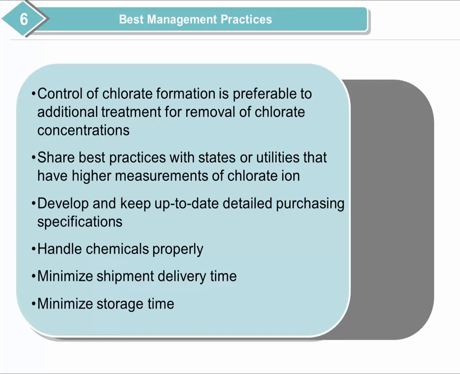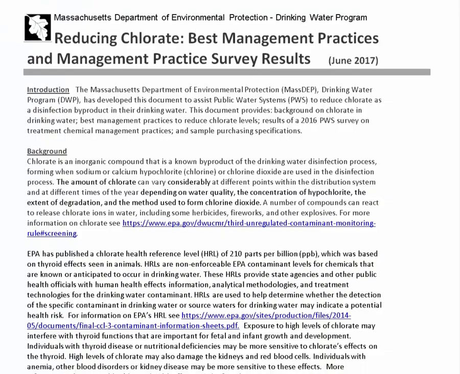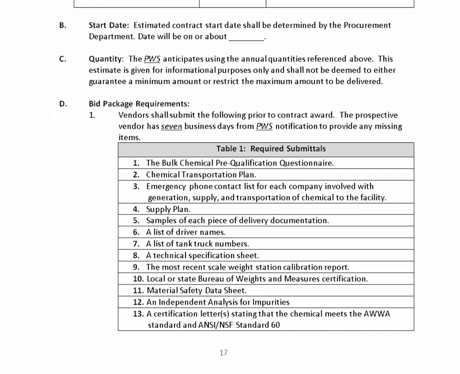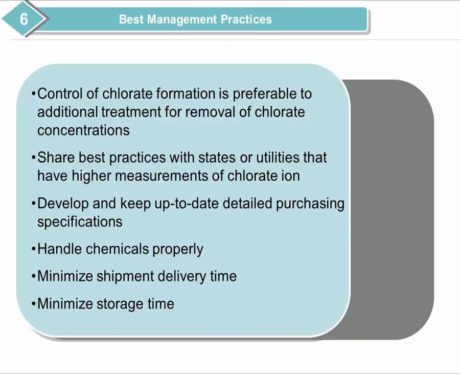Share best practices with states or utilities that have higher measurements of chlorate ion. Develop and keep up to date detailed purchasing specifications. Purchasing specifications promote the safe handling and delivery of bulk water treatment chemicals. Here is an example of public water systems chemical purchase specifications. Proper handling of chemicals is necessary.